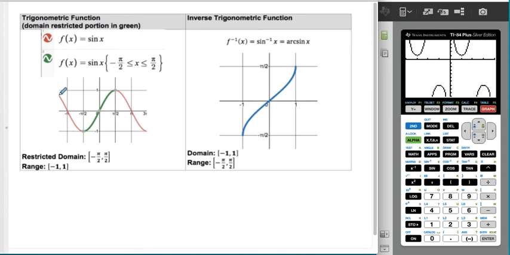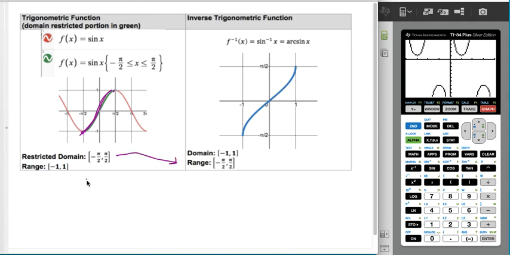So this is the graph of sine x in red, but I've restricted the domain to be from negative pi over 2 to pi over 2. You can see that the piece that was in green here that I just highlighted in purple is the section that we're going to find the inverse for. So the restricted domain for sine is negative pi over 2 to pi over 2.